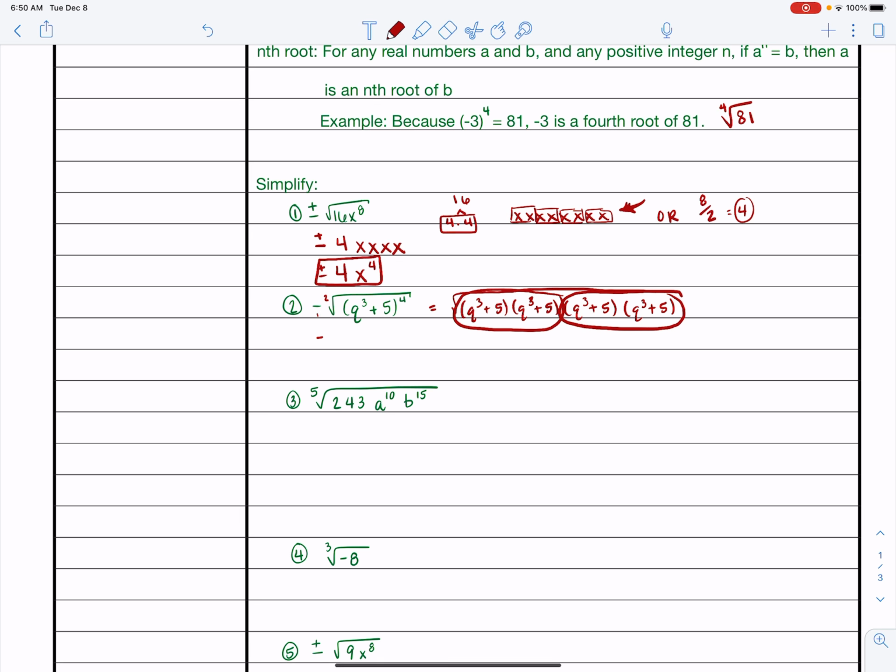So I have a negative that they gave me. I have 1 q cubed plus 5 from this pair, and I have 1 q cubed plus 5 from this pair. So we took that q cubed plus 5, we took the exponent of 4 and wrote it out 4 times and found how many pairs we had. Or you can take your exponent and divide it by what you're doing. So this is a square root, so divide by 2. And we know we're going to end up with 2 of them. Okay? So we could write this as negative, q cubed plus 5, squared.